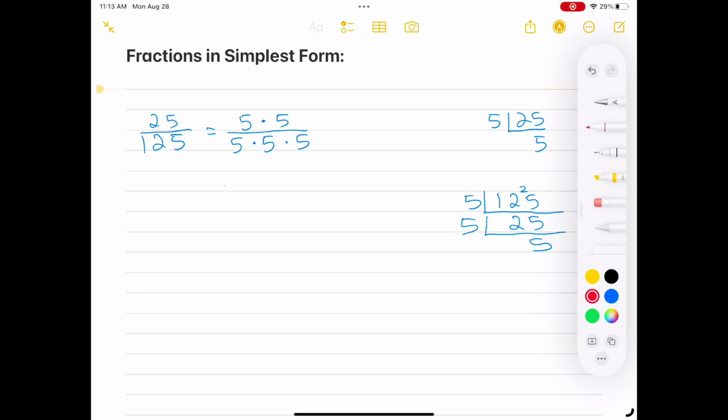Now we cancel like terms from numerator to denominator. So the numerator 5s cancel with two 5s in the denominator to equal 1 in the numerator and 5 in the denominator. 25/125 is 1/5 in its simplest form.